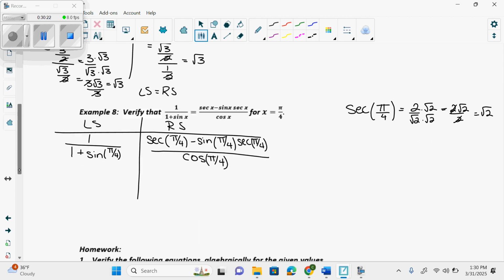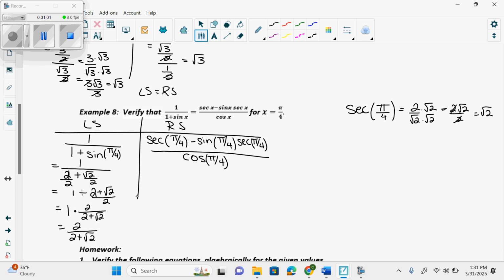So we get 1 over 1 plus root 2 over 2. Let's make this a common denominator of 2 over 2 instead of a 1. So we get 1 divided by, technically, 2 plus root 2 over 2. And then we flip it and multiply, so we get 1 times 2 over 2 plus root 2. So we'll let it sit there, 2 over 2 plus root 2 for now.